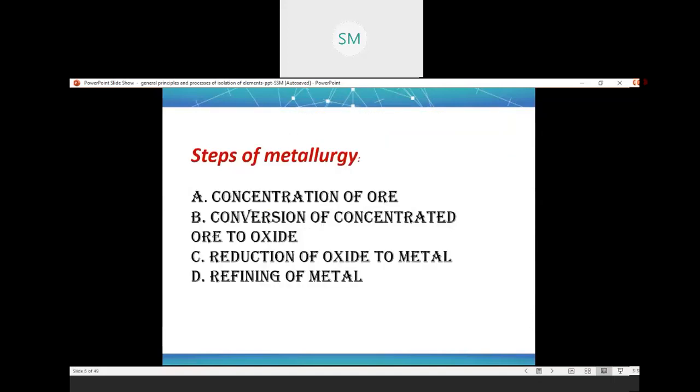Now, which are the different steps of metallurgy? Mainly, there are four steps for metallurgy. First step is concentration of the ore. Second step, conversion of concentrated ore to oxide. Third step, reduction of oxide to the metal. And fourth step, refining of the metal.